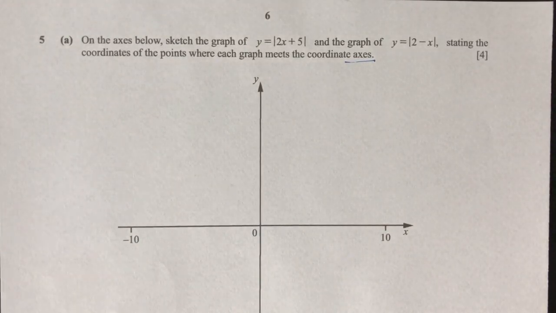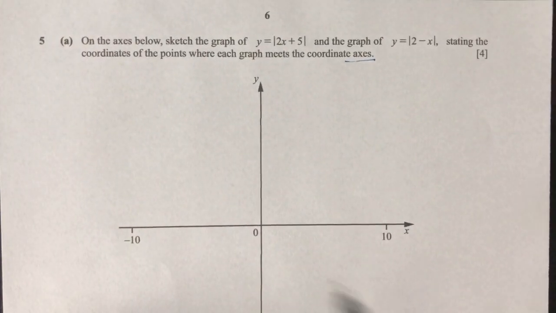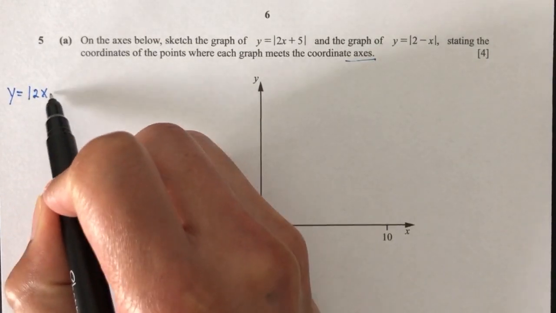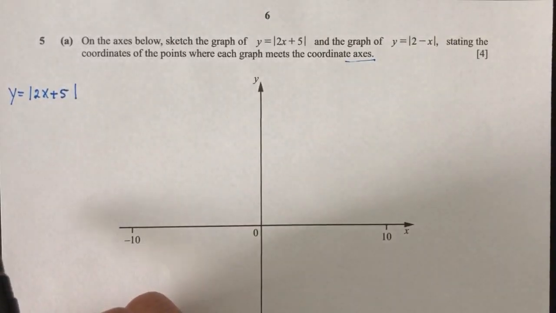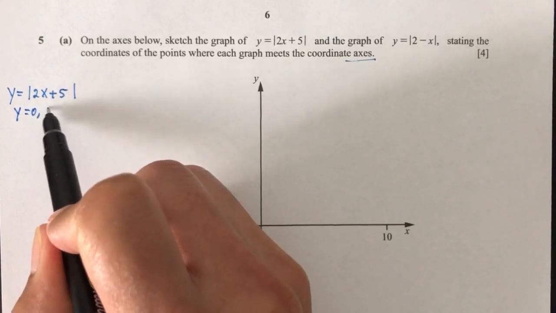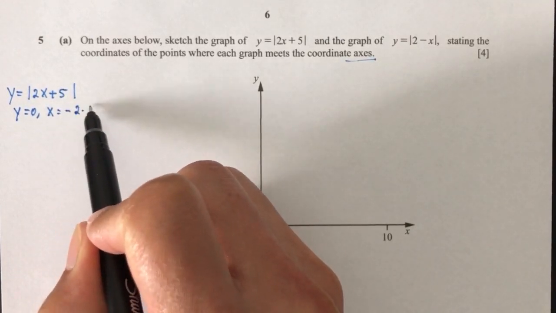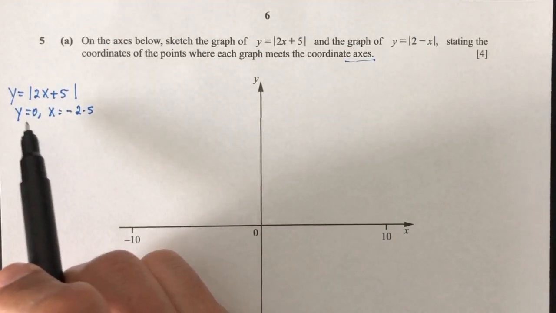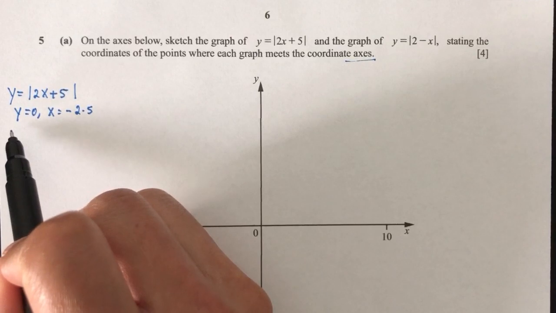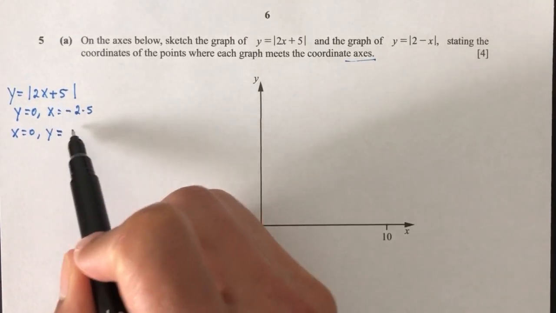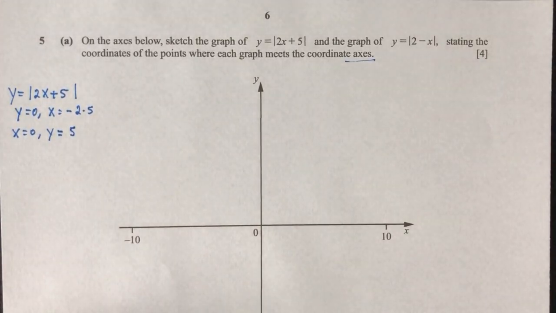We'll need some space, so let me just try here. On this side, let's look at the first one. The first one is y equals modulus of 2x plus 5. Now, on the x-axis, y equals 0, so x equals minus 2.5, right? So that's the first point, minus 2.5, 0. Now, on the y-axis, x equals 0, so the value of y will be 5.